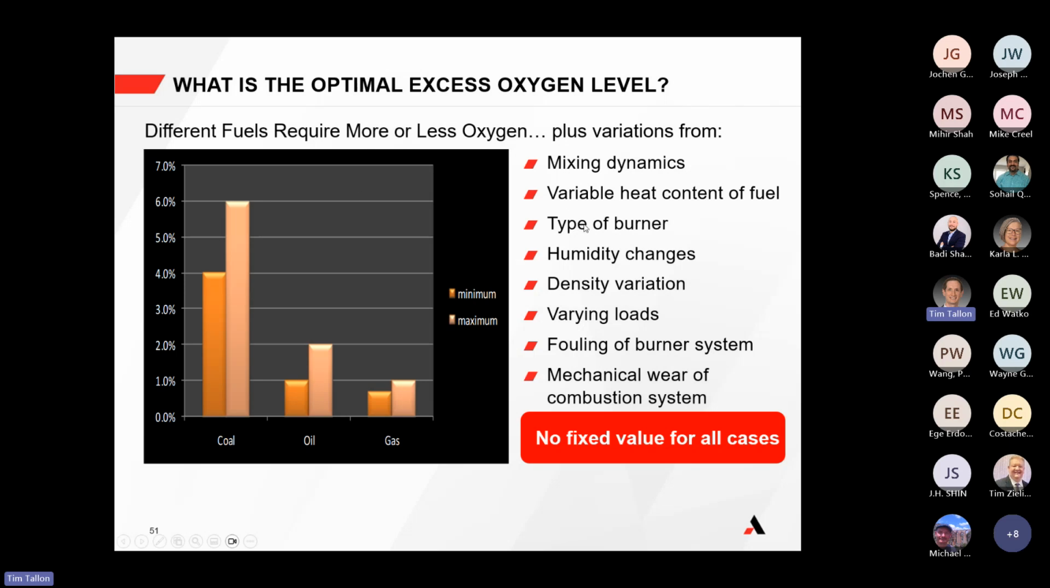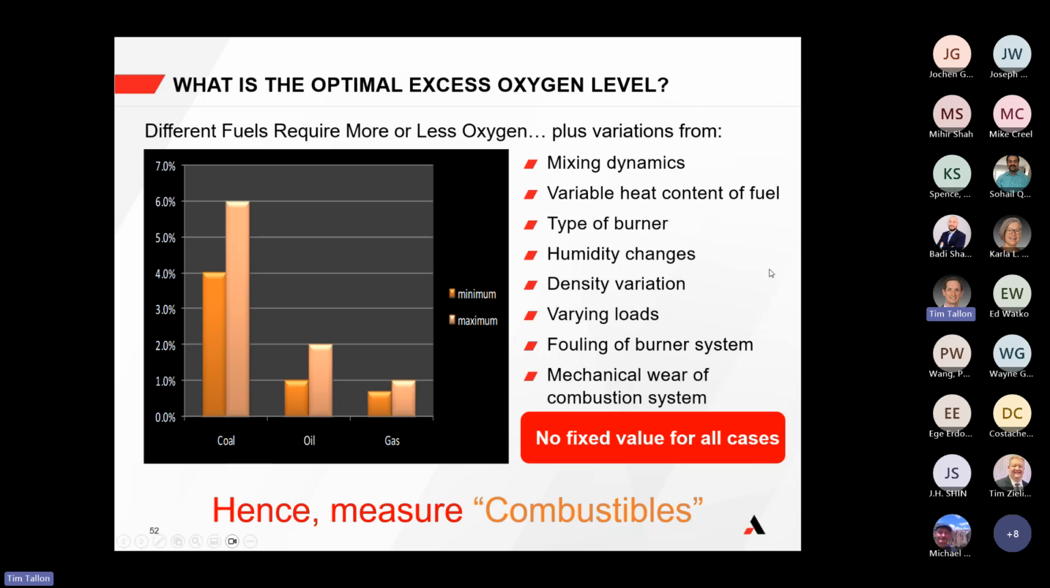So identifying the ideal excess oxygen level really depends on the burner type, the humidity, the fouling of the burner, the mechanical wear and tear. So there's really no fixed value for all cases. And as a result, we recommend measuring combustibles for that very reason, so that you have visibility on when you're getting close to combustible breakthrough, and if you were to have variations in fuel, that you have enough air at the burner to handle that.